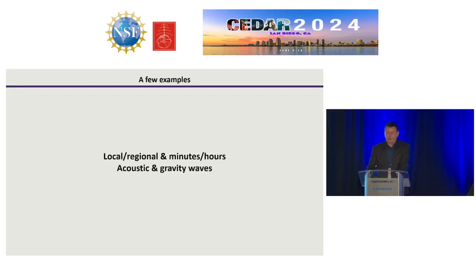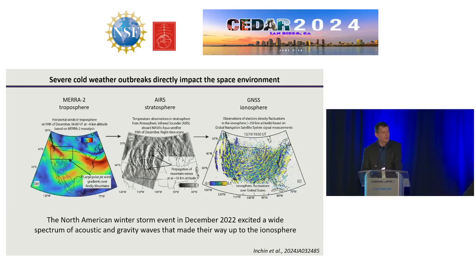In the following, I want to show you a few examples, walking you quickly through different spatial and temporal scales, what we have and what we are looking for, to give you an appreciation of how weather can really impact the space weather of the ionosphere and thermosphere. I would like to start with the smaller, more local scales: acoustic and gravity waves.